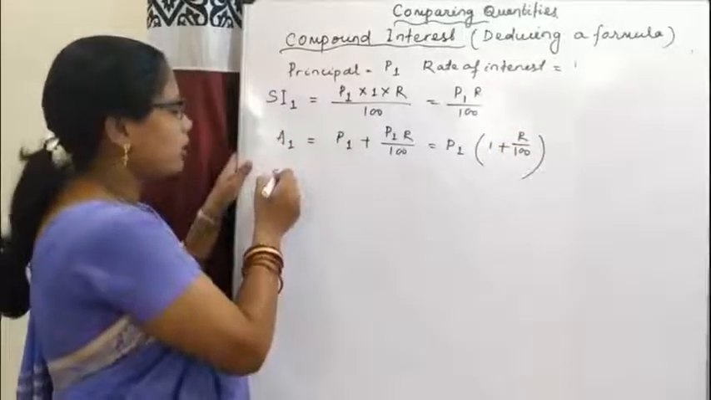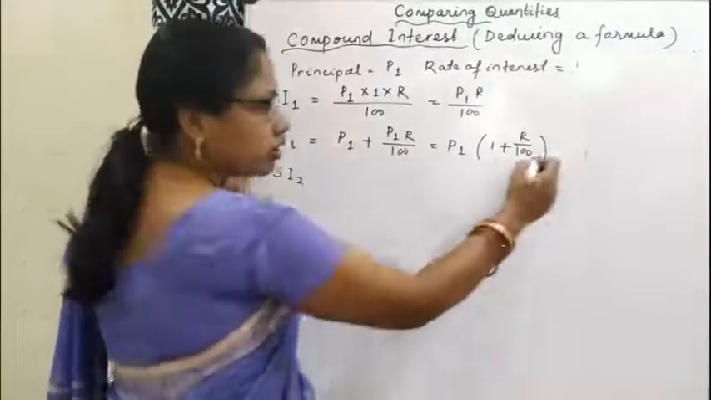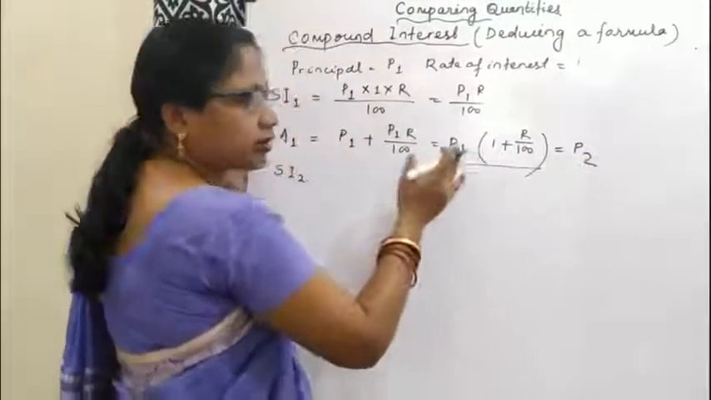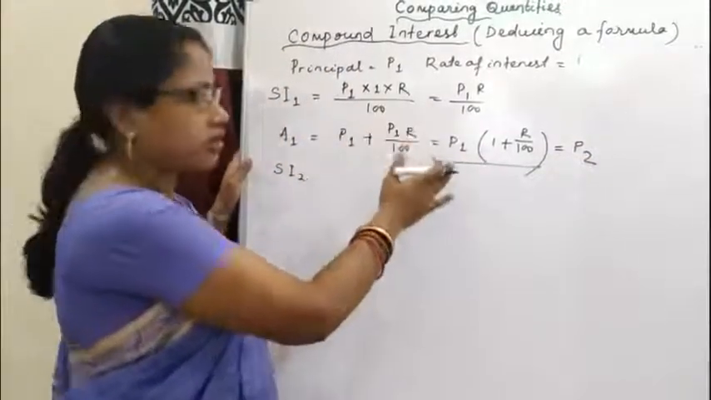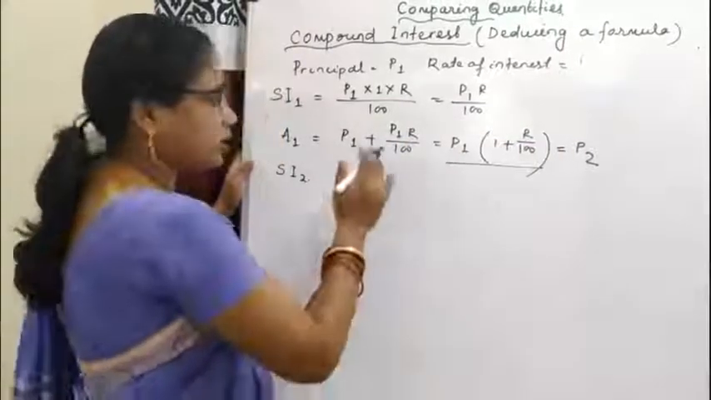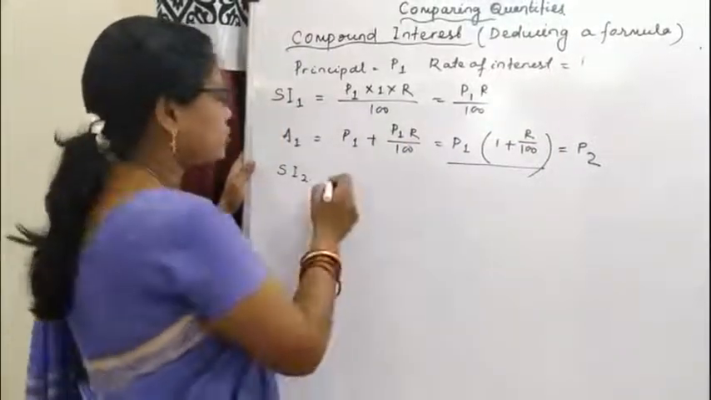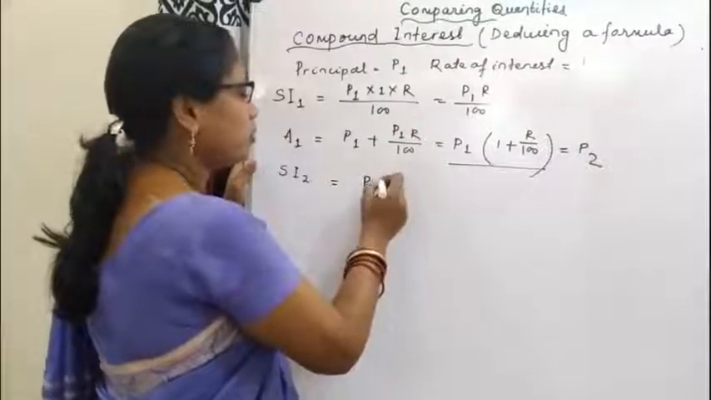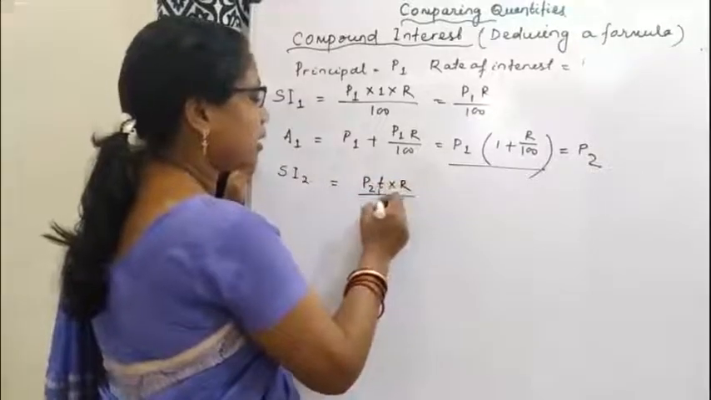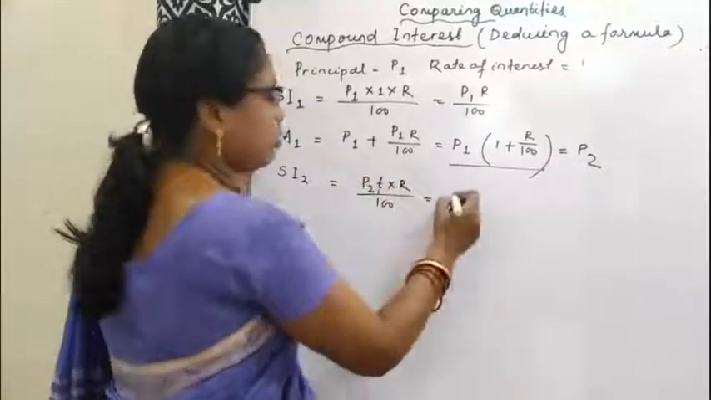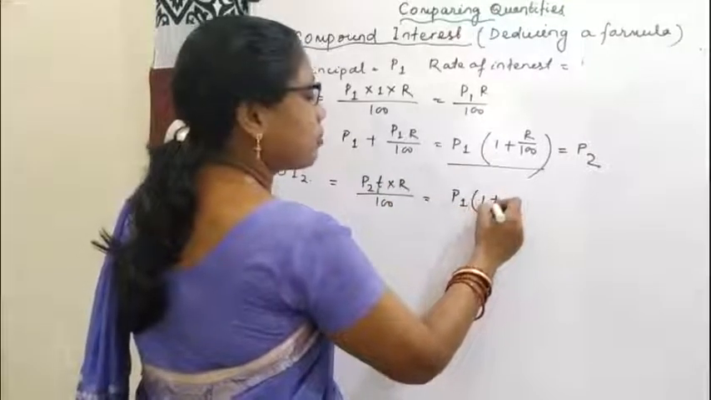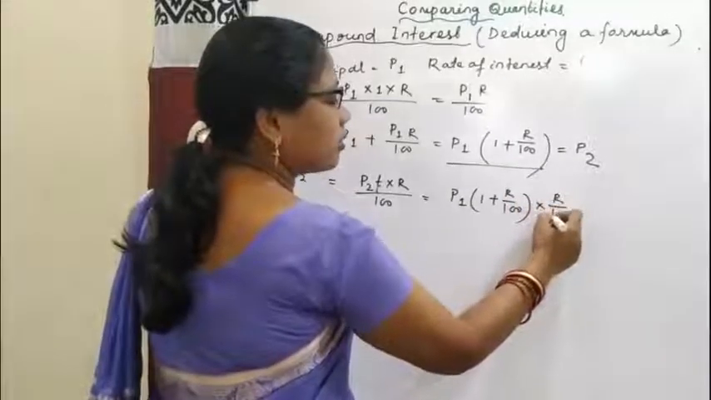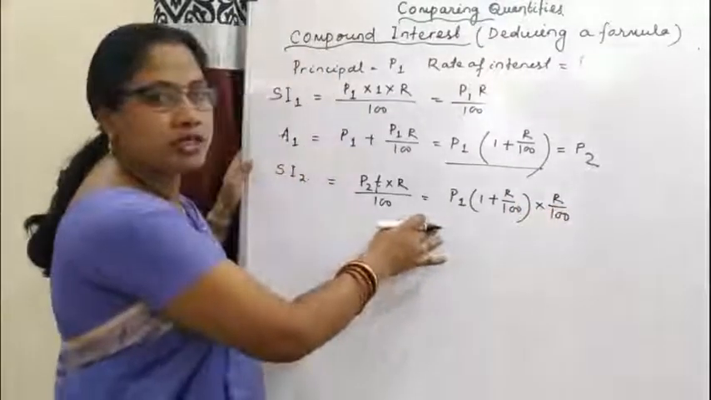Then we will calculate SI2. This is A1, that means the amount at the end of the first year, and this is also our P2, that means the principal for the second year. So SI2 is equal to P2 into T into R by 100. So what is P2? P1 into 1 plus R by 100, multiplied with R by 100. So this is the simple interest for the second year.